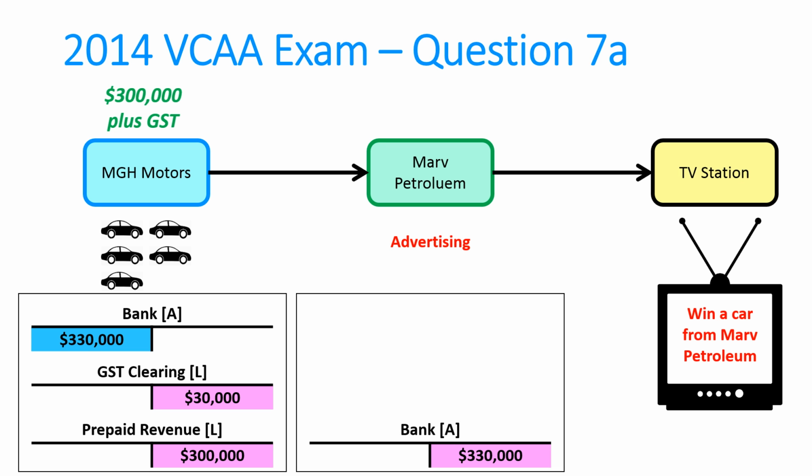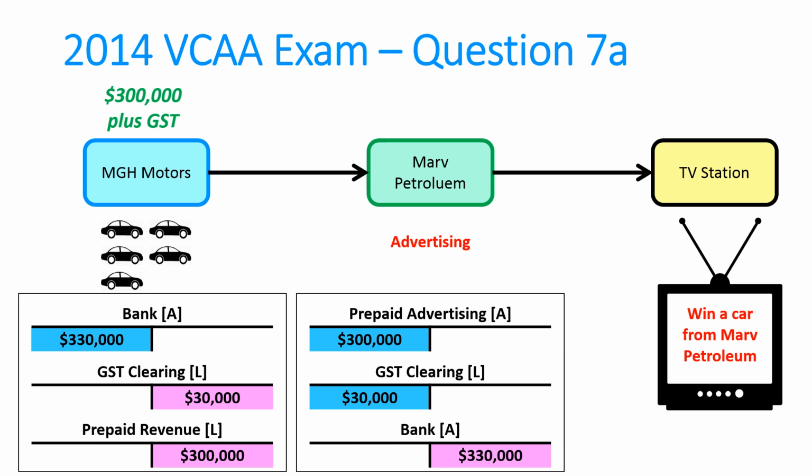What about for Mara Petroleum? Well, the first thing they did was pay $330,000. So for them, their cash would go down. They paid GST, so their GST liability would go down, so that would be a debit. And the figure that's missing is, well, these cars are going to represent advertising. However, it's only an expense when the customer gets the car, so the customer that wins the competition. So in this case, because Mara Petroleum hasn't got the cars yet to give to the winner of the competition, it's actually going to be an asset called prepaid advertising. They haven't actually used this advertising yet because the cars are still over here with MGH Motors. So that's basically the gist of what happened.